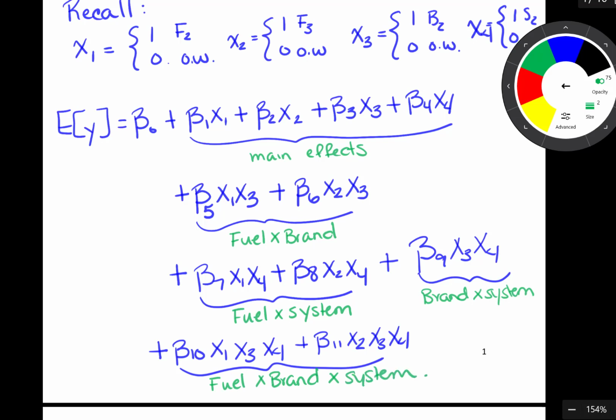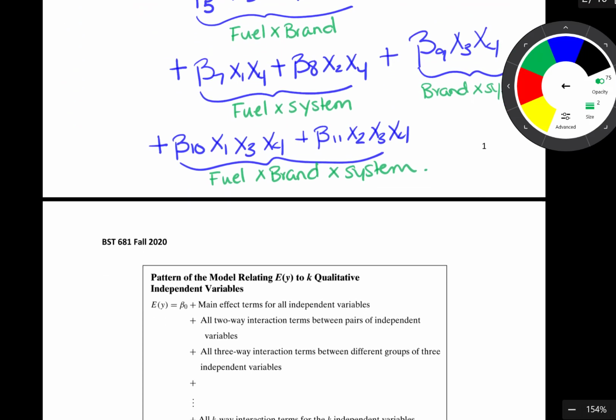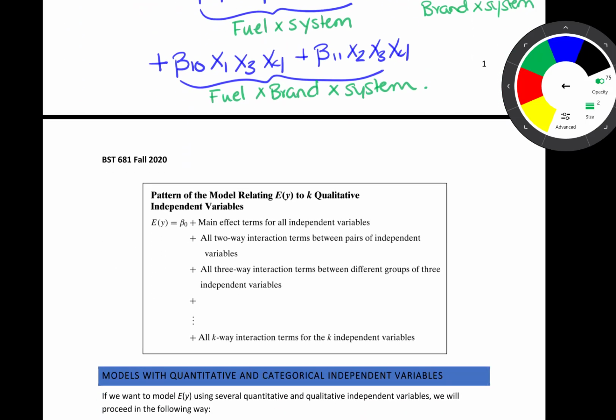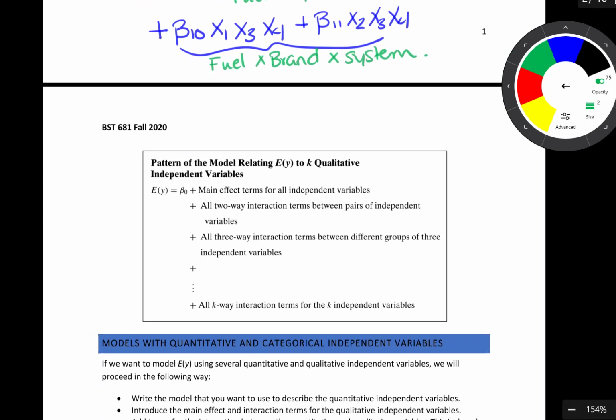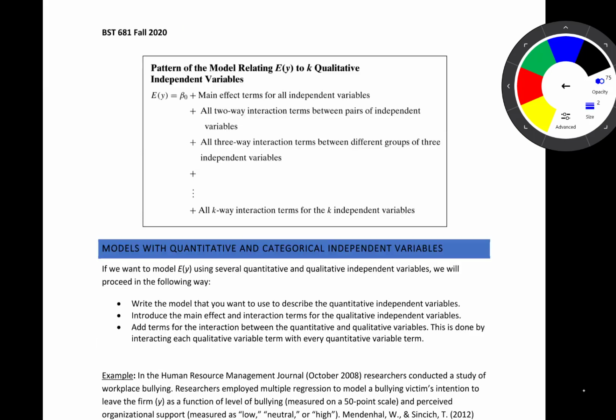So one thing to keep in mind is that as we increase the number of variables in our model, we increase the number of potential interactions that could occur, and therefore we're drastically increasing the complexity of our model. All right. So down here in the box we have the pattern of the model relating the expected value of y to k qualitative independent variables. So we just looked at 3, but again, you could extend this up to k, and this box explains how you would do that.